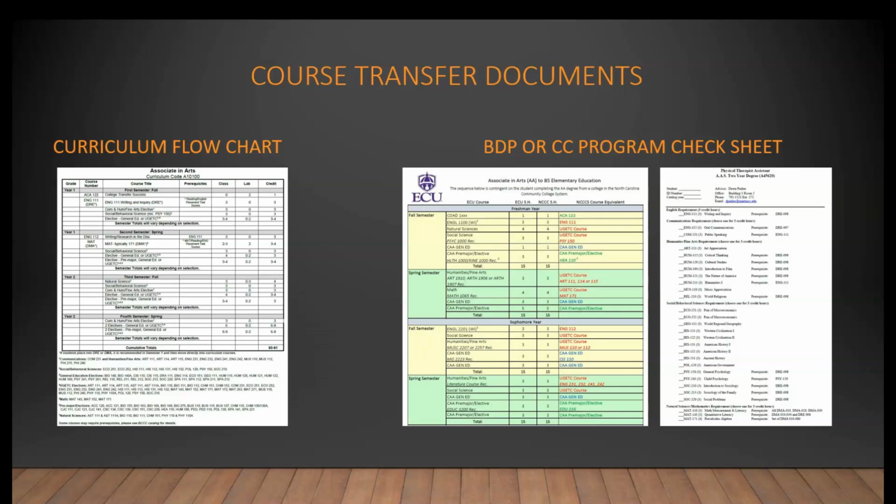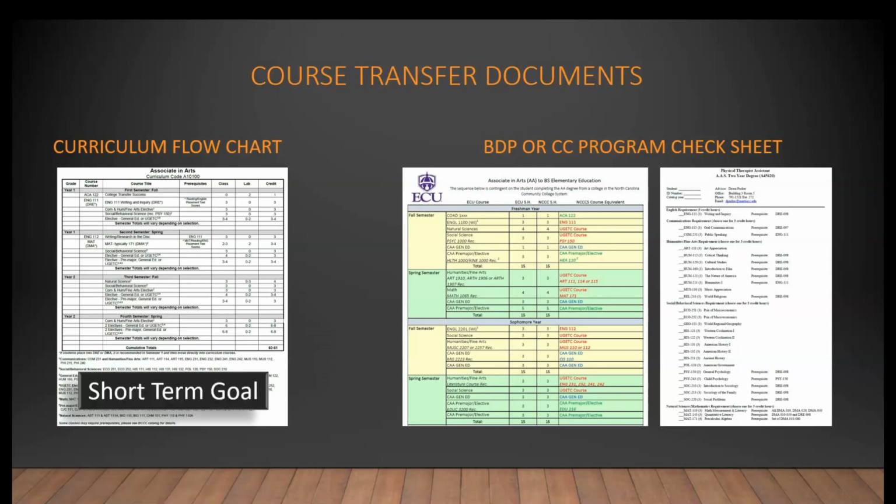Okay, so last week you collected your course transfer documents. So by now you should have your curriculum flowchart from Beaufort's webpage and your BDP or your program check sheet, depending on where you're planning to transfer. If you're planning to transfer to a four-year university, you'll have your baccalaureate or degree plan. And if you're planning to transfer to another community college, you should have the program check sheet.